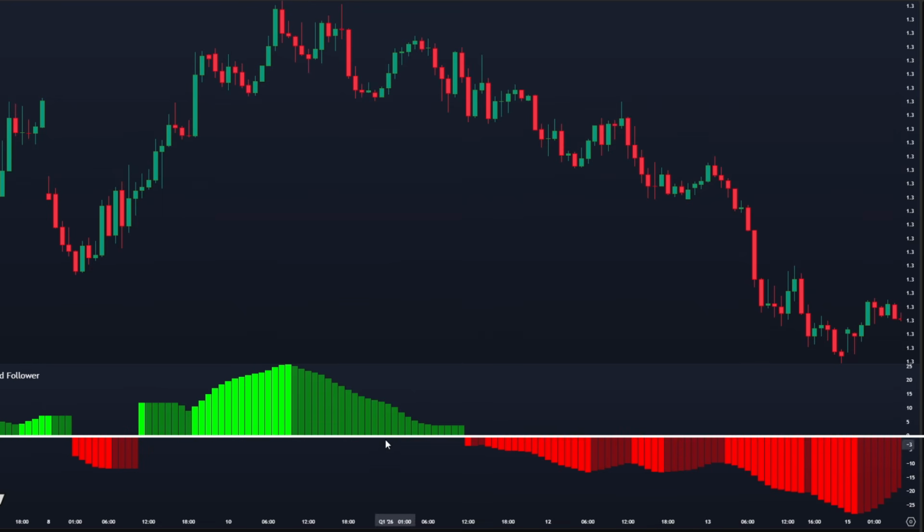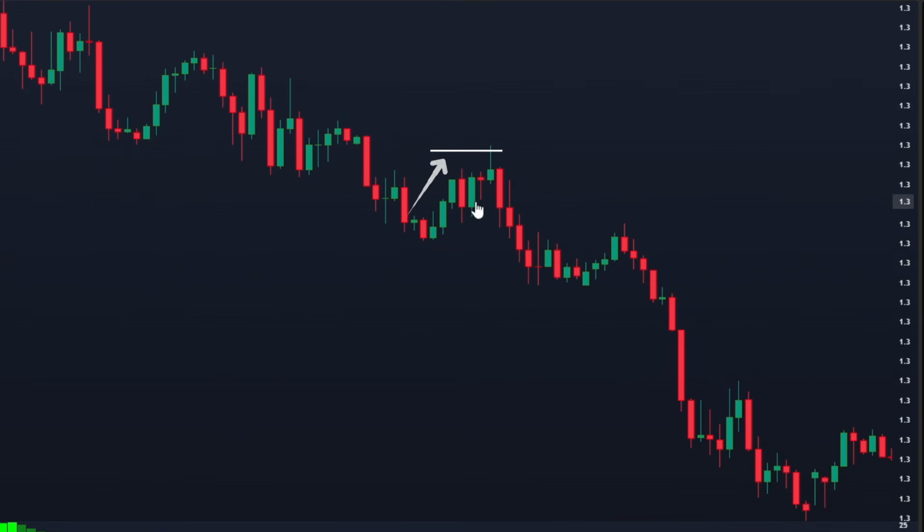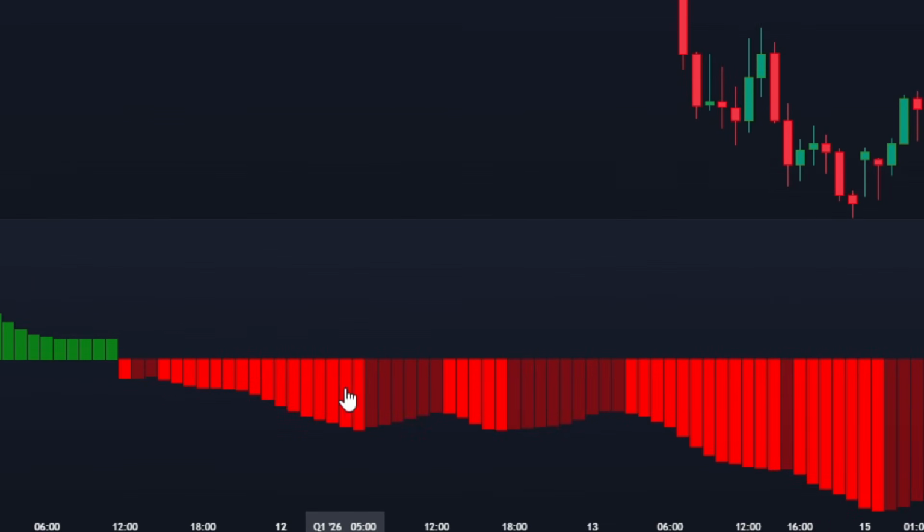When the histogram is above the center line and green, it means bullish momentum is dominant. And when it's below the center line and red, it means bearish momentum is dominant. But here's the key difference. Unlike MACD, this indicator does not keep flipping on every small pullback.